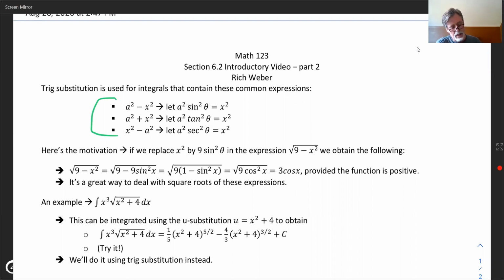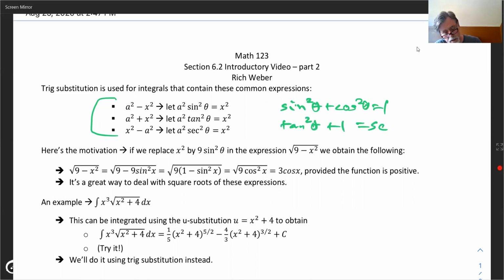And we're relying on the identities that say, well, for instance, maybe you remember that, I hope you do, sine squared theta plus cosine squared theta is what? It's equal to 1, right? But there's another one. Tangent squared theta plus 1 is secant squared theta. So these guys are helpful to us in these problems.